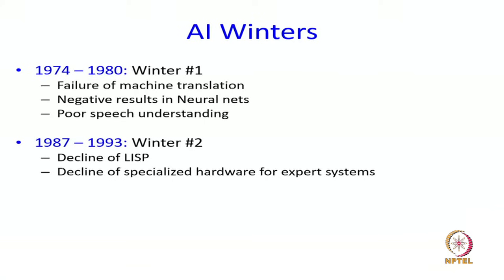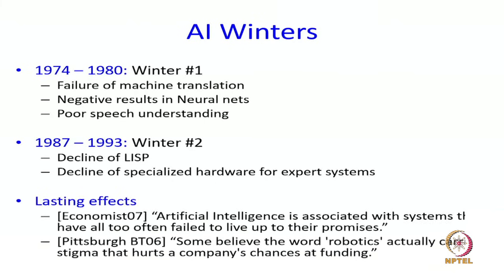So, I was very confused what is going on, and then it dawned on me that to them AI is still the AI of the 80s and 90s when we were having AI winter and AI had become a bad word. So, this had lasting effects because, and this is an Economist 2007 note which says AI is associated with systems that have all too often failed to live up to their promises.